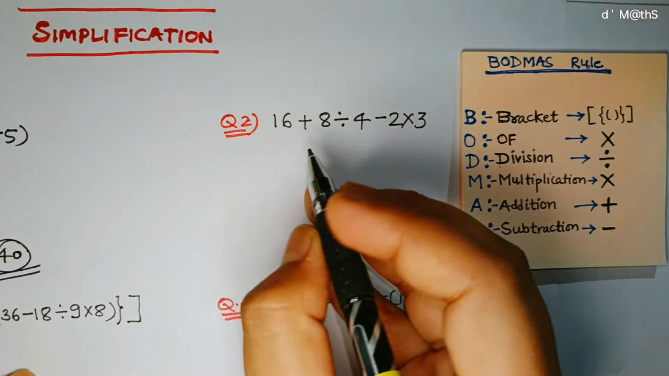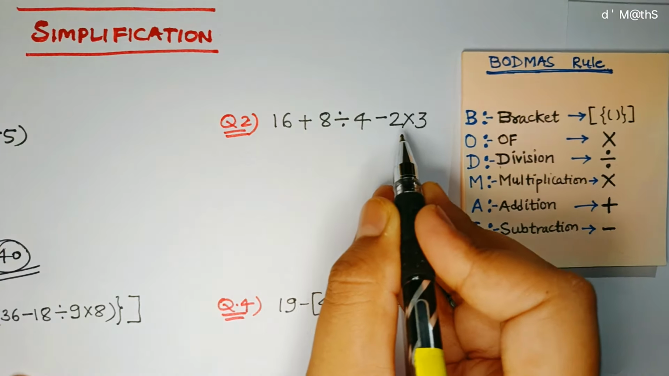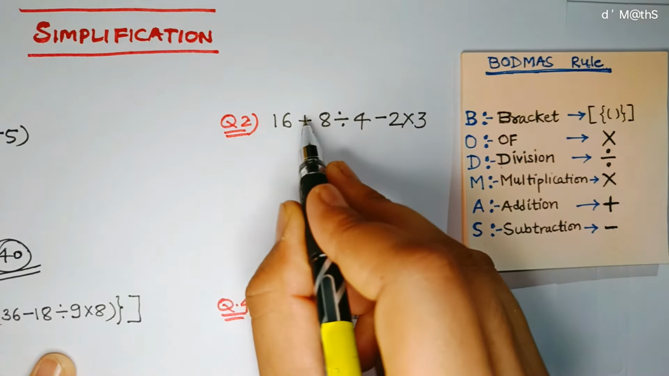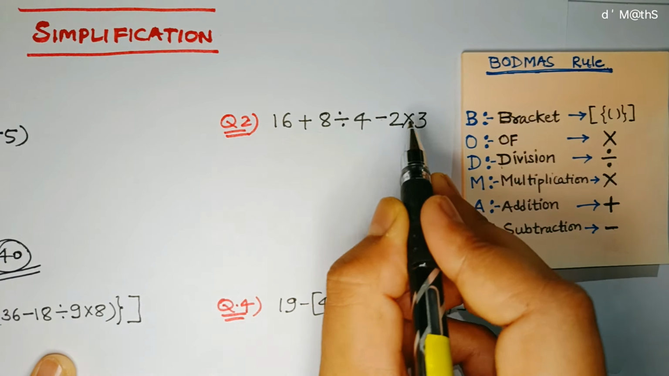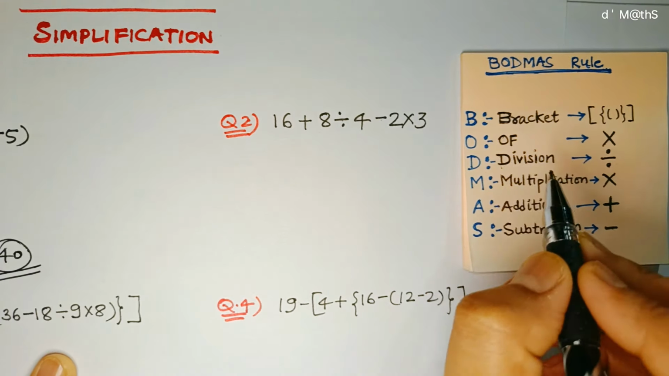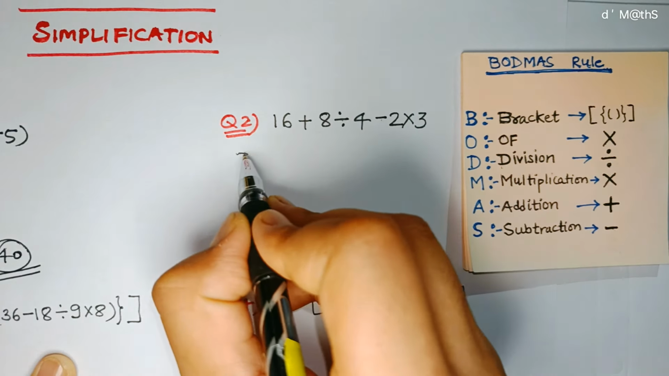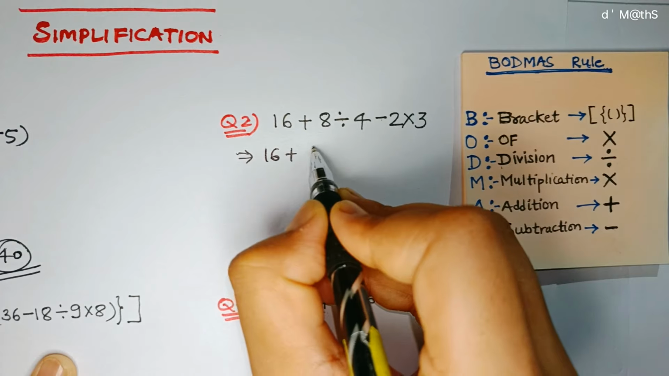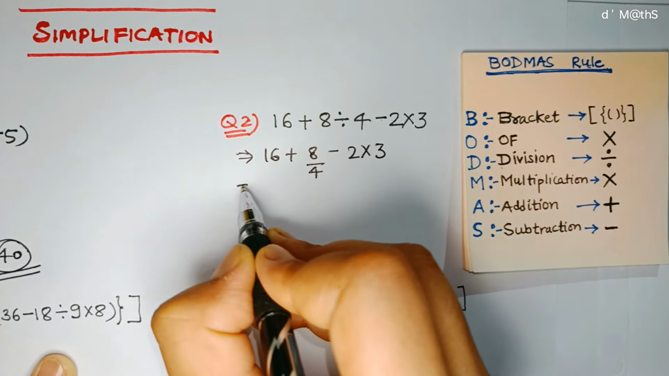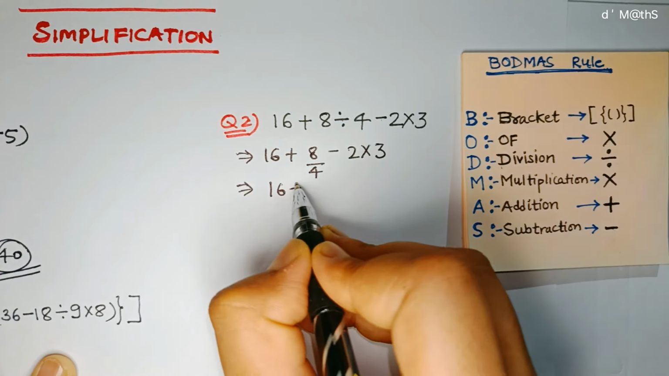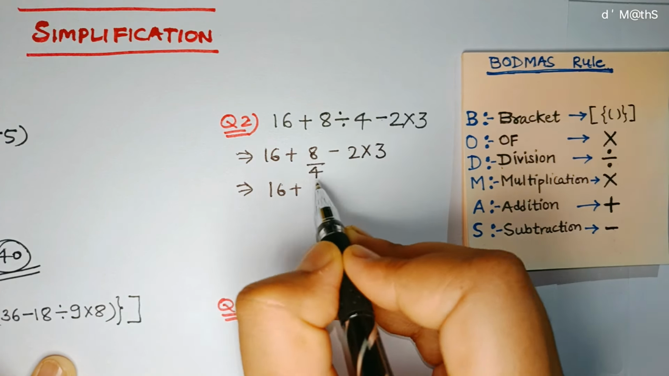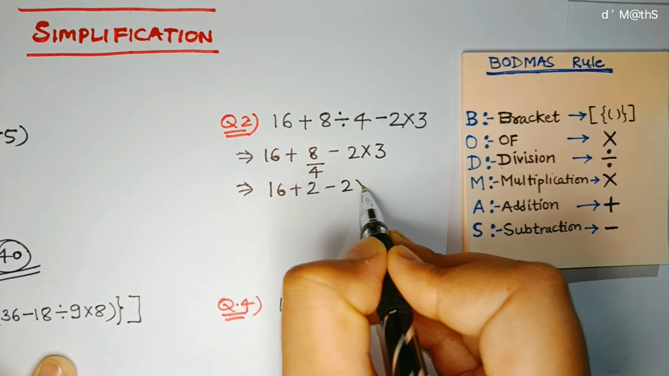In the second question, 16 plus 8 divided by 4 minus 2 into 3. First of all, what will you break? You see plus, division, minus, multiplication. So what is our first operation? Our first operation is division. So first we will divide. It will be 16 plus 8 by 4 minus 2 into 3. 8 by 4: how many times does it go? 2 times, 4 twos are 8. So 16 plus 2 minus 2 into 3.